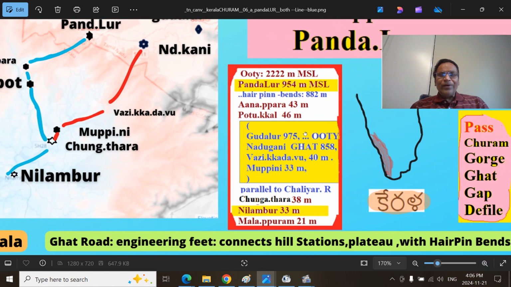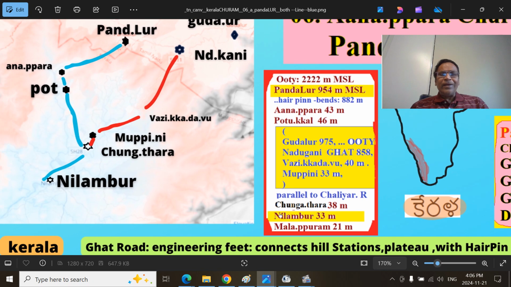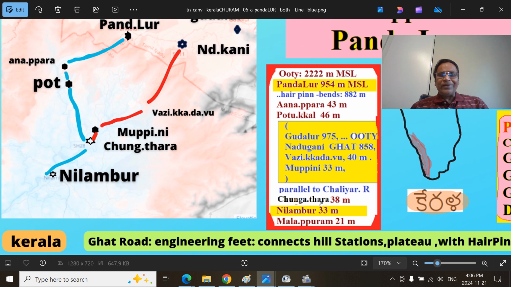You have Chugathatr here, 38 meters. Then it goes parallel to Chaliar town. That's Chaliar river. That is also called Baipur river. Here Nilambur town, and this is the Chugathatr. From the Chugathatr, two separate passes will start. One is Nadukani pass that we'll cover later, but I have put it here for your clarity in one place.